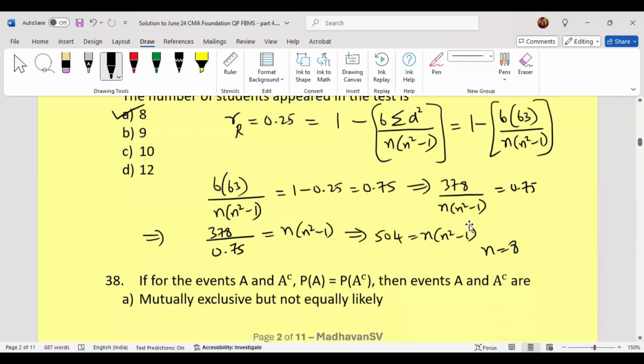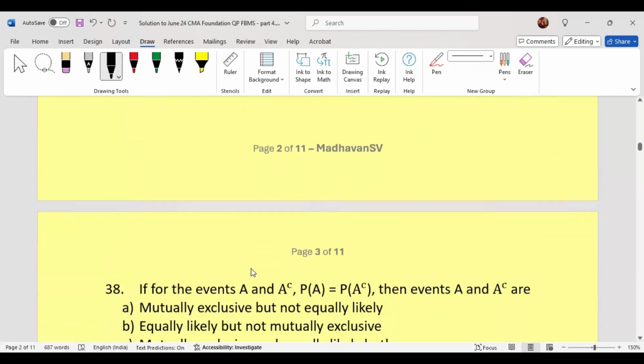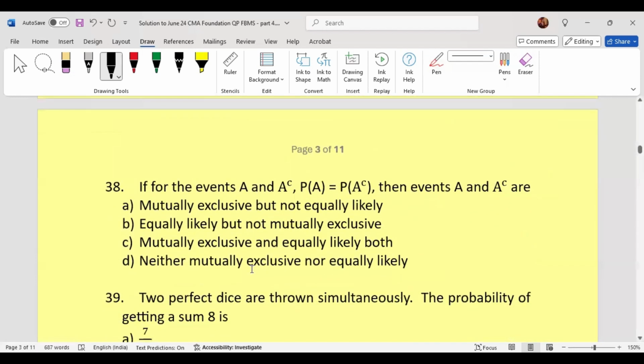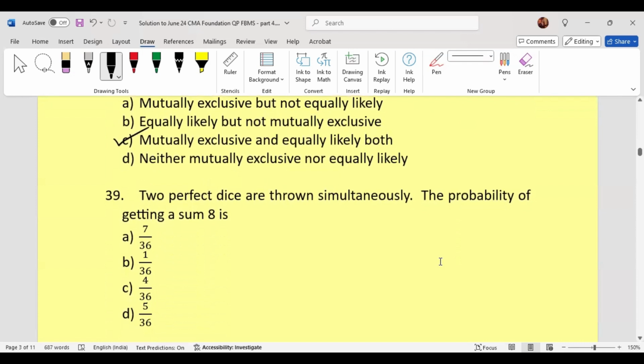Next, for the events A and A complement, if P of A is equal to P of A complement, then the events A and A complement are... If these two are the same, then it has to be half only. Both P of A and P of A complement should be half, so it is equally likely. And A and A complement are always mutually exclusive. If one occurs, the other will not occur. So we will conclude it as both mutually exclusive and equally likely. Option C.